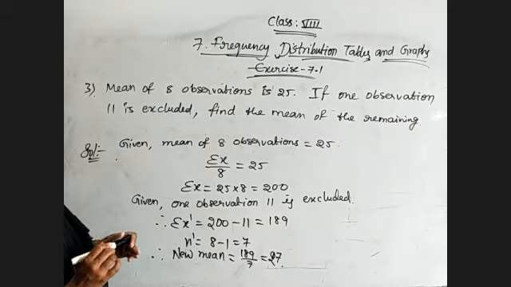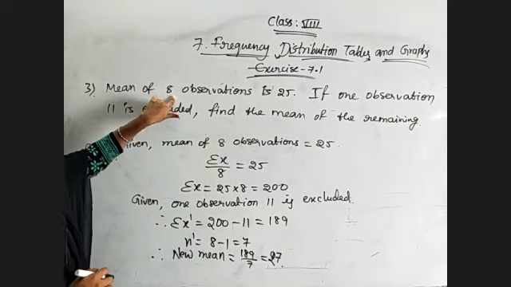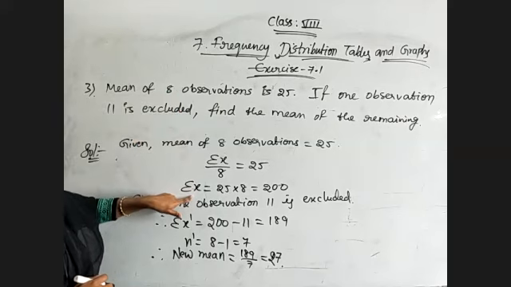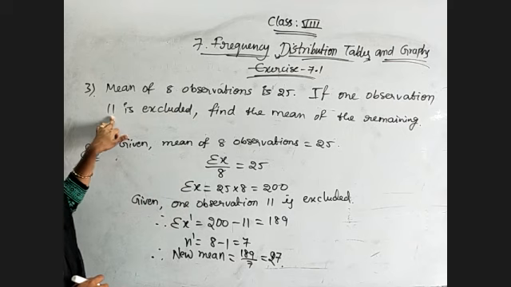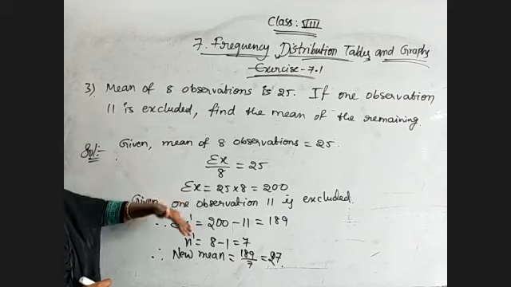Once again, observe the question. Here, the mean of 8 observations is given, so from that we got the sum 200. And it is also mentioned that one of the observations, and the value of that observation is also mentioned, that is 11, is excluded, meaning removed from the data.